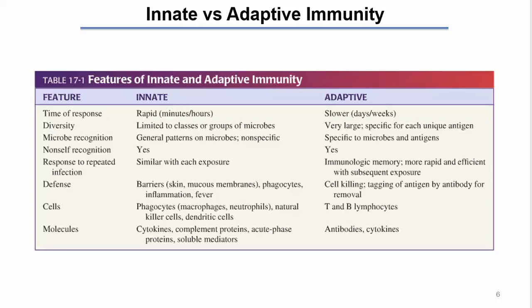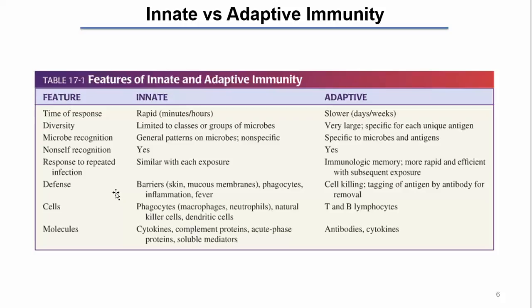The innate immunity has no memory, so each exposure to the same thing will result in the same reaction. Whereas adaptive immunity has memory and becomes better with subsequent exposure. It becomes more rapid, more efficient subsequently. So the innate defenses are the barriers, cells, processes, and things.